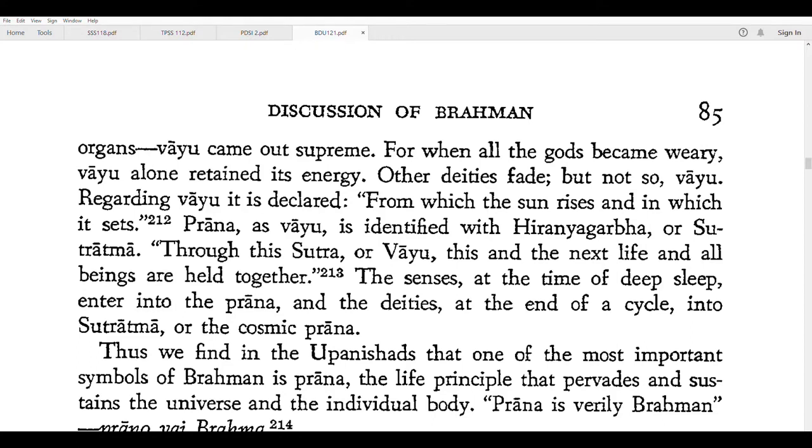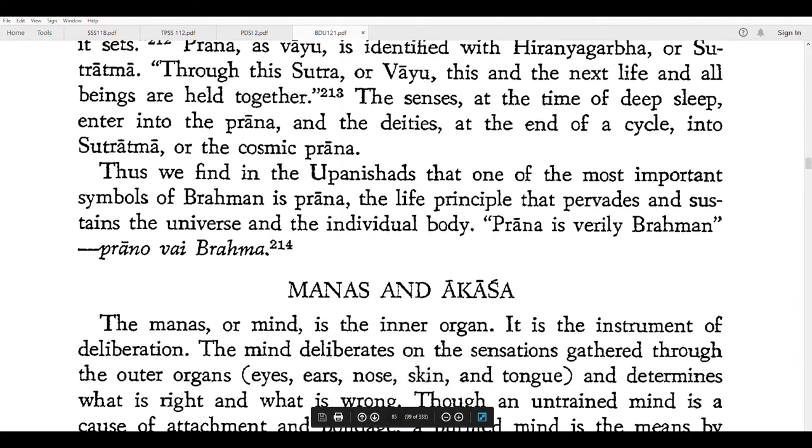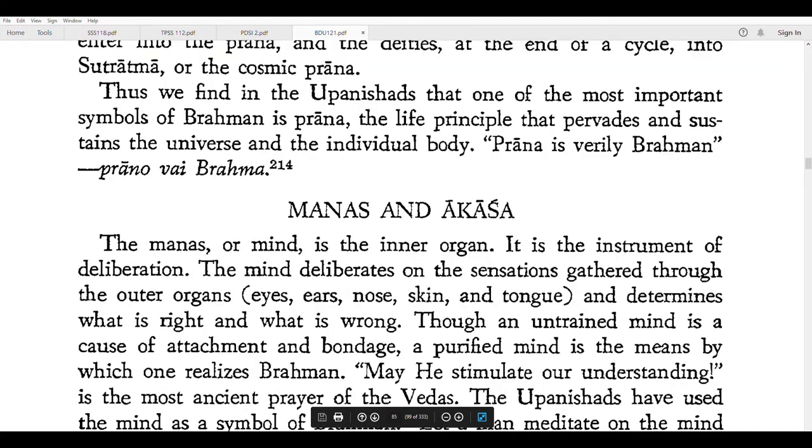Thus we find in the Upanishads that one of the most important symbols of Brahma is prana, the life principle that pervades and sustains the universe and the individual body. Prana is verily Brahma, Prano Vai Brahma. Next is Manas and Akasha.